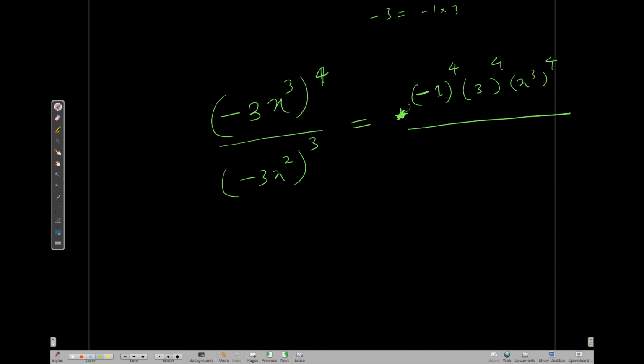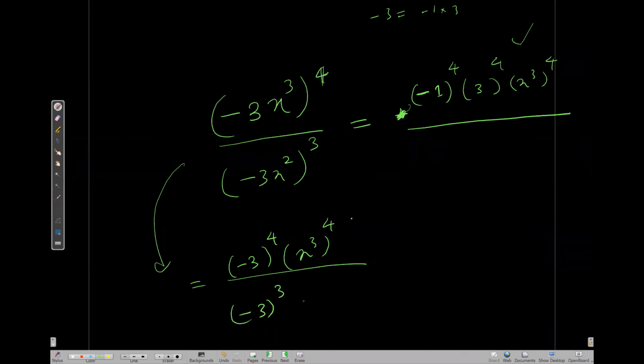Or you can treat it as 2 numbers. Now let me write it over here. That means you treat negative 3 as one number. That's the easiest way, not like this, right? And then you have 4, x cubed, you have 4. And the denominator, let me do it in the same way: negative 3 cubed and x squared cubed.